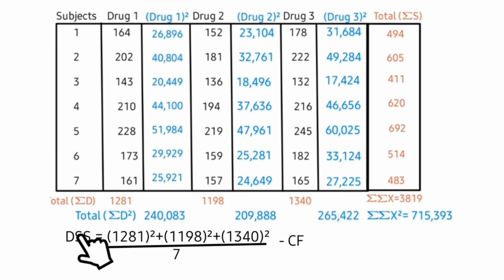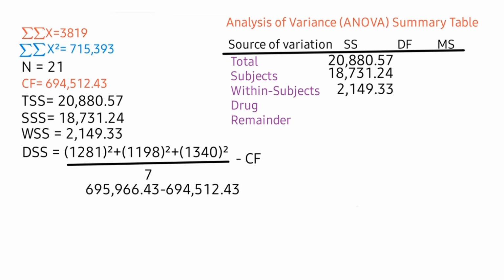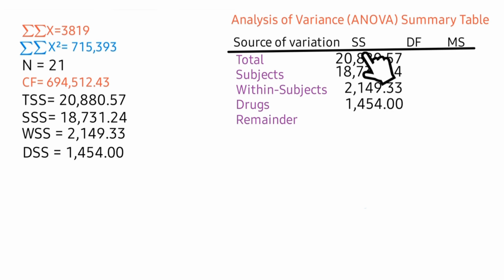So drug sum of squares equals the square of this value plus the square of this value plus the square of this value, divided by number of subjects. Remember, we have 7 subjects, minus the correction factor value. So this divided by 7 gives this, minus the correction factor value, which is the drug sum of squares.